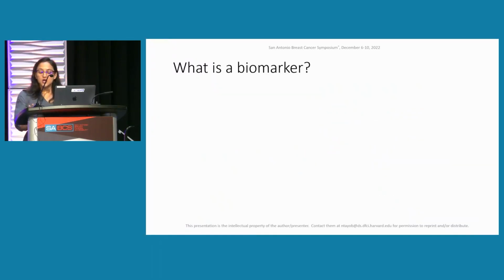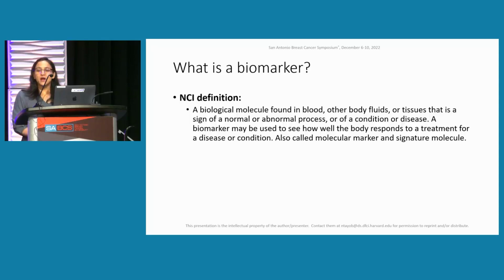So most of our precision interventions require some kind of measurement of the characteristic of the patient, and often we use the term biomarker. So what is a biomarker? It's a biological molecule that is found in blood, other bodily fluids, tissues. It's a sign of an abnormal or normal process. It's a sign of a condition or a disease. Essentially, a biomarker can be used to see how well the body is responding to treatment or disease or condition. There are also other terms for it. We use the term molecular marker, signature molecule, and so forth.